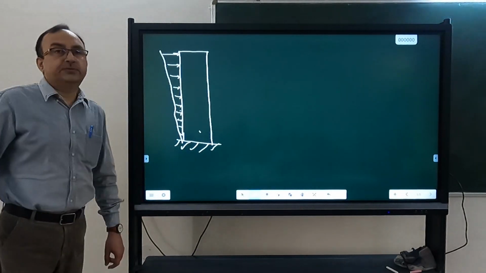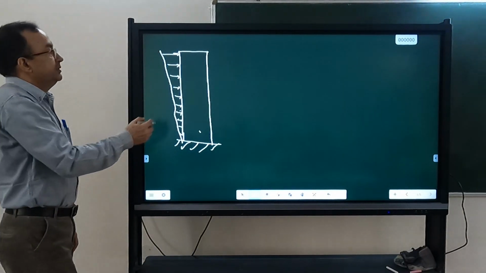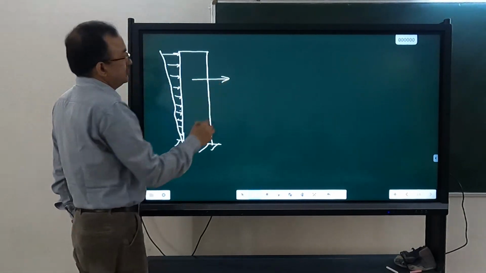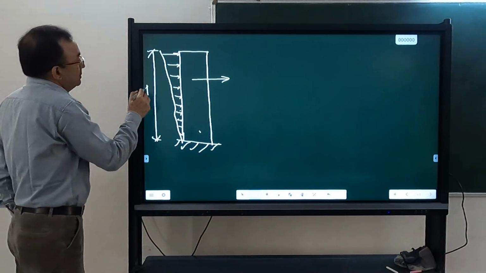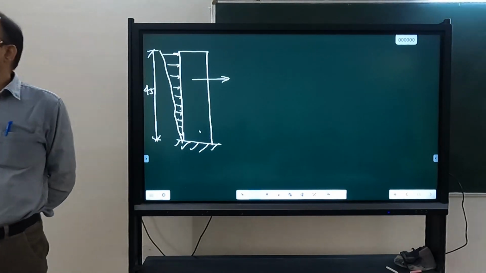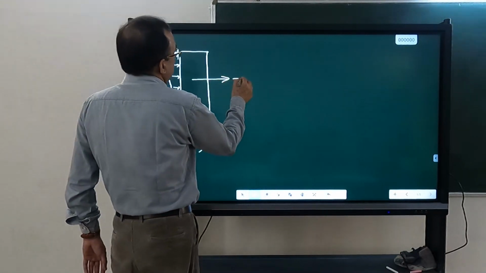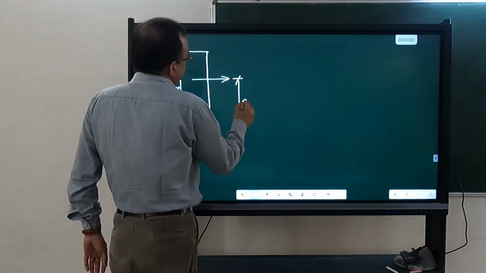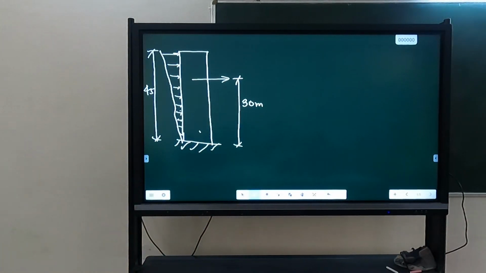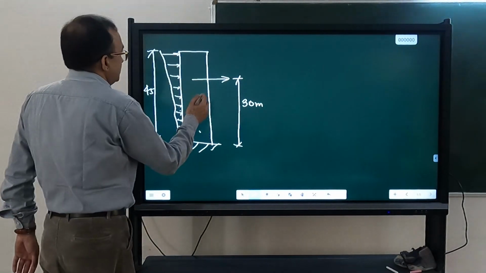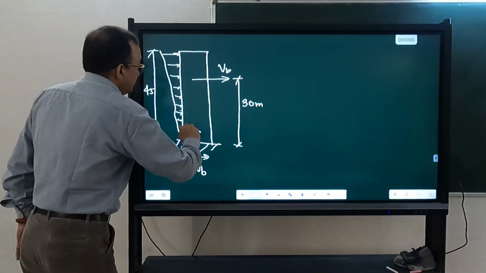Let's assume that this force is increasing linearly. If there is a linearly increasing force, where will the resultant force act? If this height, 15 into 3, is 45 meters, where will the resultant act? 2 by 3 of H, that is 30 meters. And this total force is, let us say, BV. How much will be the moment?